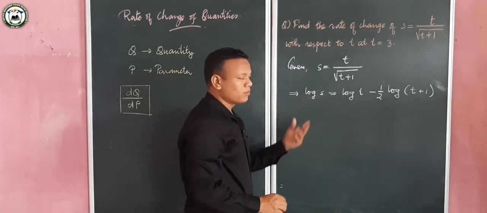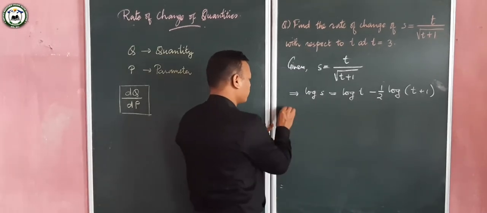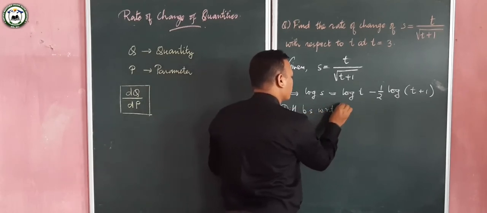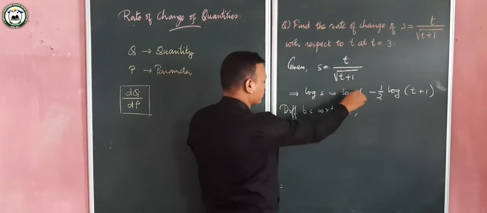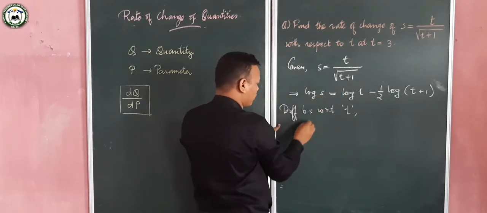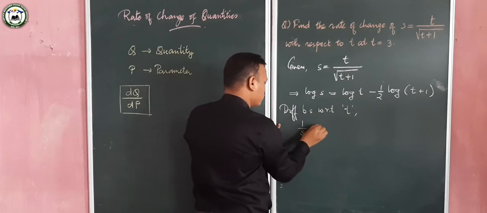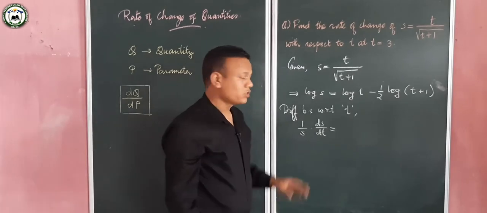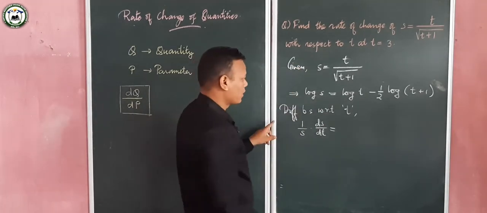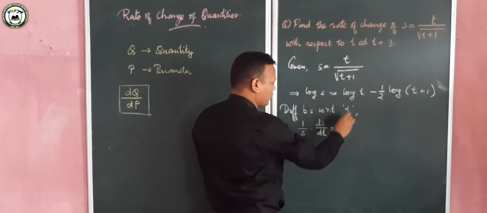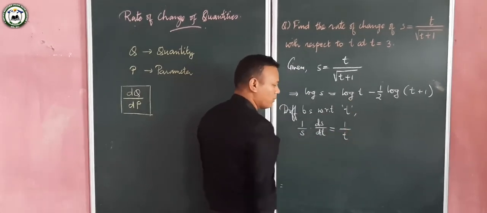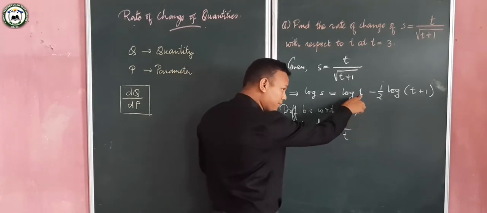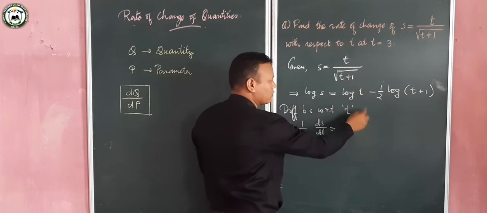Now let us differentiate both sides with respect to t. Differentiating both sides with respect to t, from here we have 1 by s into ds by dt. Now we are quite familiar with logarithmic differentiation, so let me write it this way. Let me differentiate log t. The differentiation of log t will be 1 by t, and since we are differentiating with respect to t, differentiating t again gives dt by dt, which will be equal to 1.